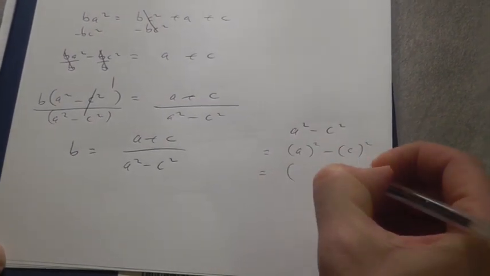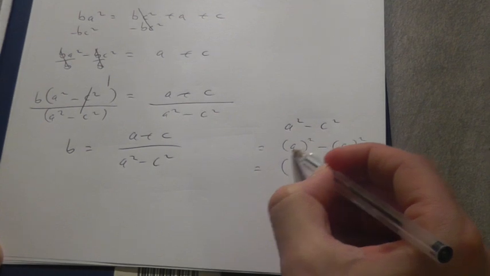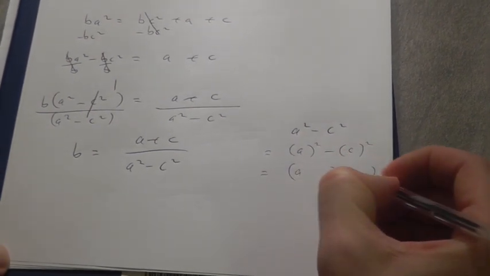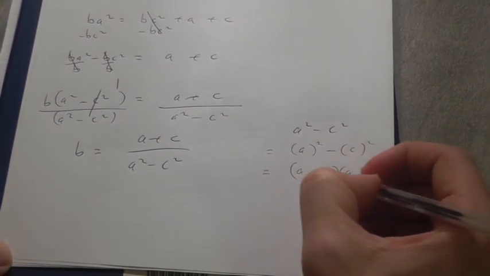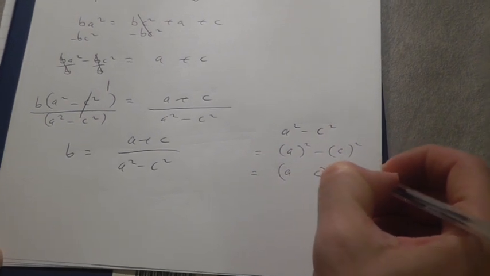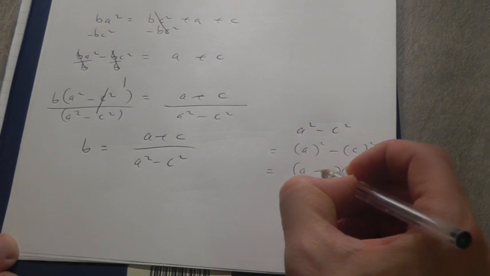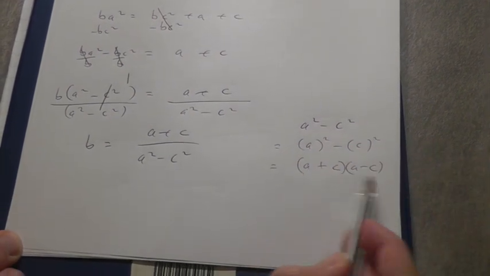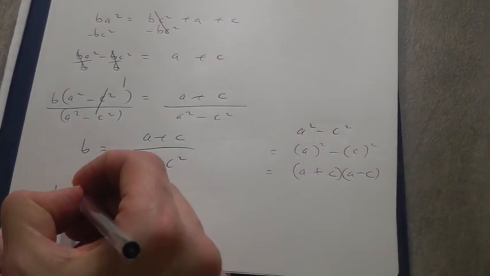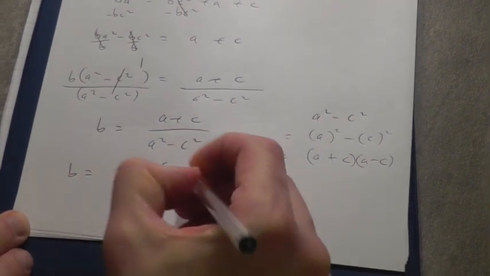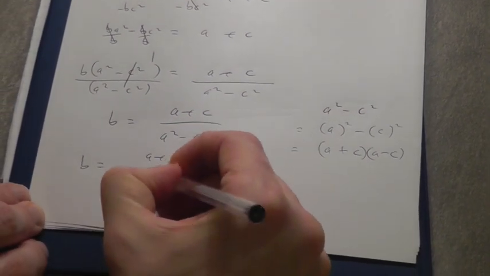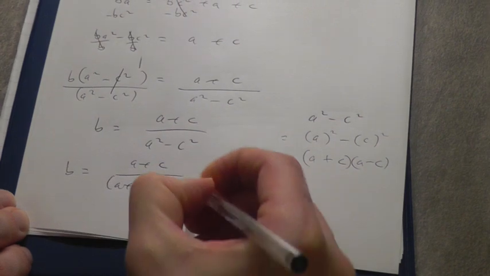I then write two brackets adjacent to each other. A squared is first, so I'm going to put a here, and I'll put the second a in here. C squared is second, therefore the first c here and the second one here. And the two signs must be different, hence it's a difference of two squares. So I put a plus here and a minus here. And this I will substitute in for the base. So I get b equals a plus c over a plus c bracket a minus c.